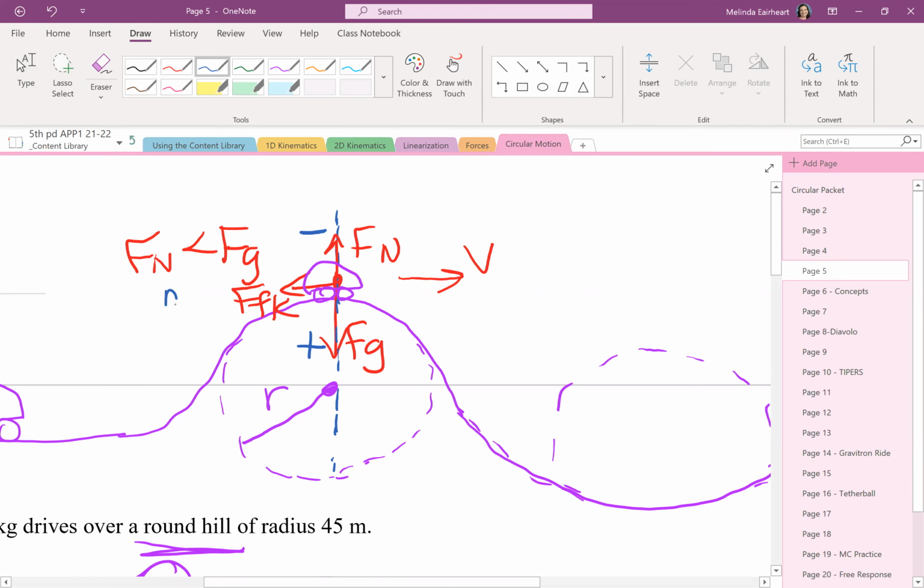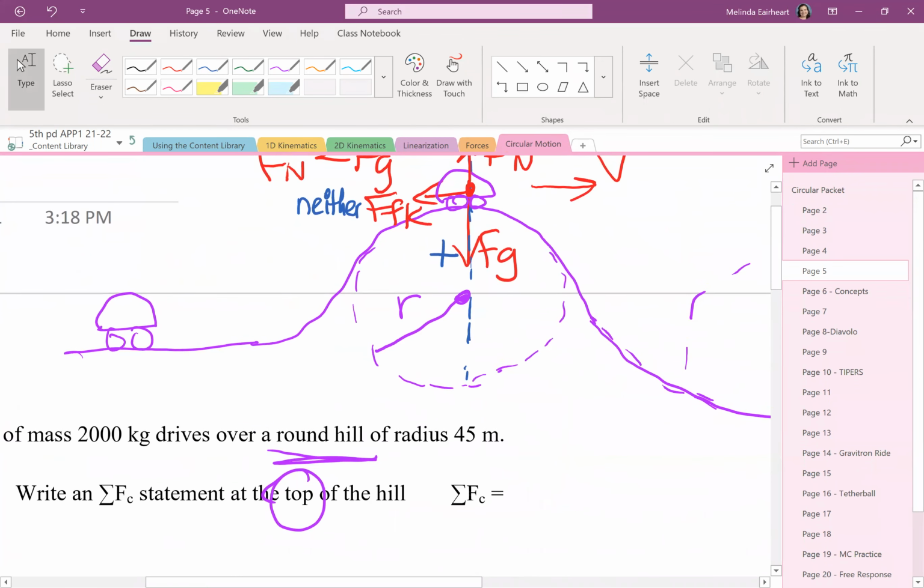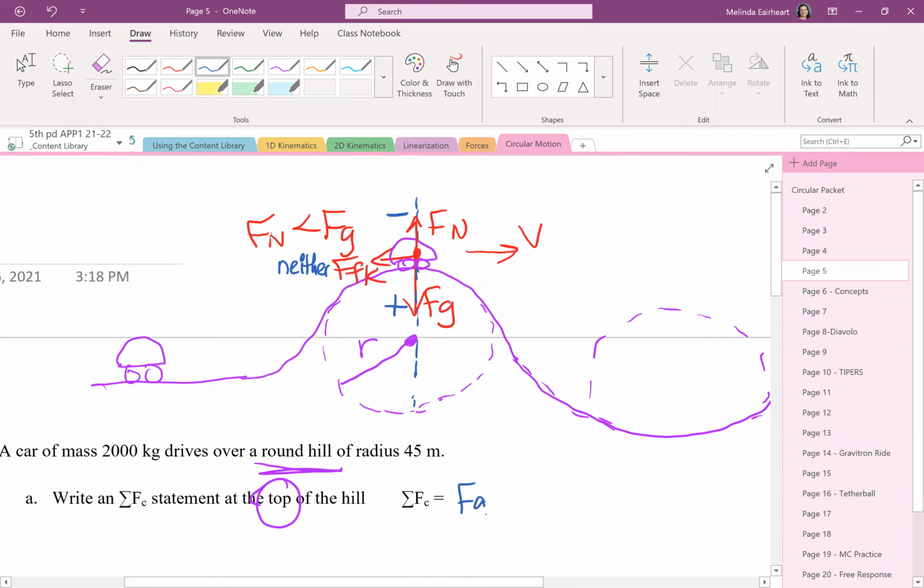Neither. I don't want to say 0 because that could be misleading, okay? But it's neither in the positive or negative direction when it comes to center seeking or opposing. It's tangent to the circle, okay? Tangent is parallel to your rightward motion. So it would slow you down linearly, but not centripetally, okay? Okay, so F net C would be written as Fg minus Fn.